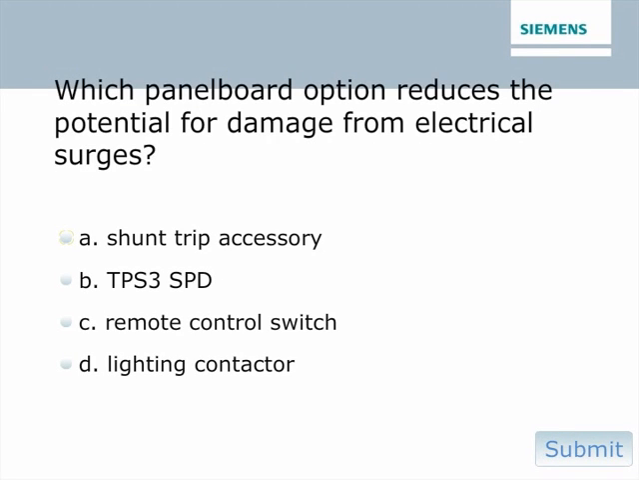Okay, question 5. Which panel board option reduces the potential for damage from electrical surges? Is it A, a shunt trip accessory, B, a TPS-3 surge protection device, C, remote control switch, or D, lighting contactor?